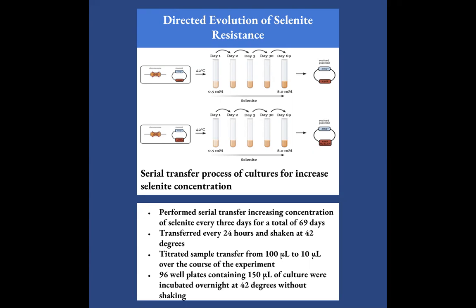After the 69 days of serial transfer, plasmids were removed from the cells and transformed back into a fresh culture of E. coli. These strains were grown in 96 well plates containing 150 microliters of culture containing selenite and were incubated overnight at 42 degrees without shaking.